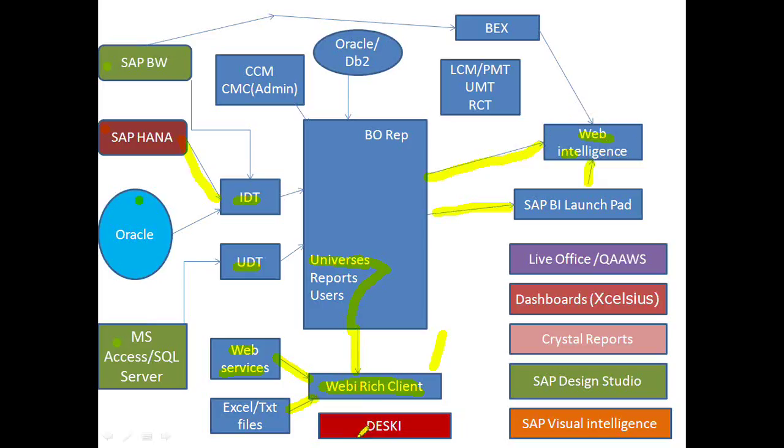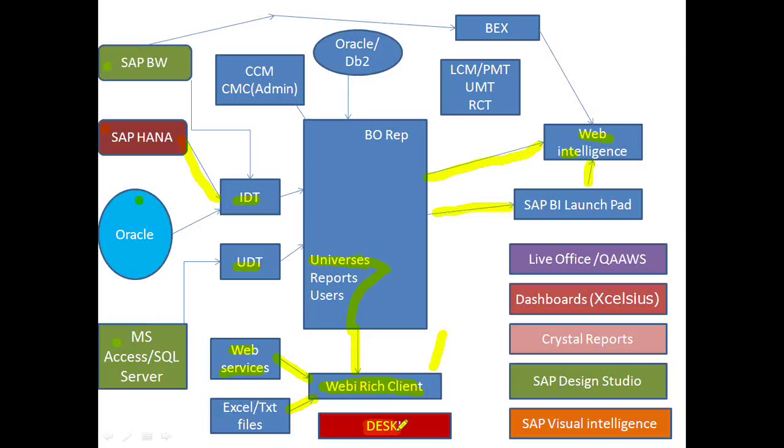Another tool, available in older versions, is the Desktop Intelligence tool, which is not available in our latest versions, 4.0 and 4.1. But still, when you migrate 3.1 reports to 4.0, you should have some knowledge of the Desky reporting tool as well, right? Desky is not available in 4.0, so when you migrate a project from 3.1 to 4.0, Desky reports can't be migrated.